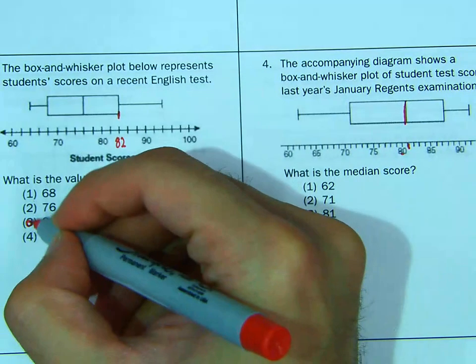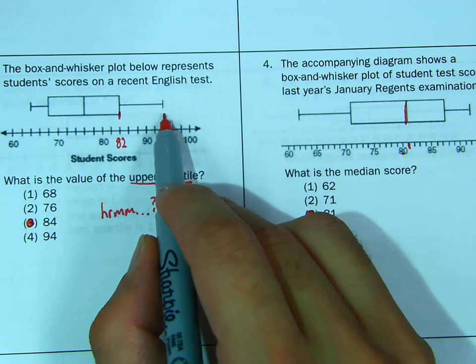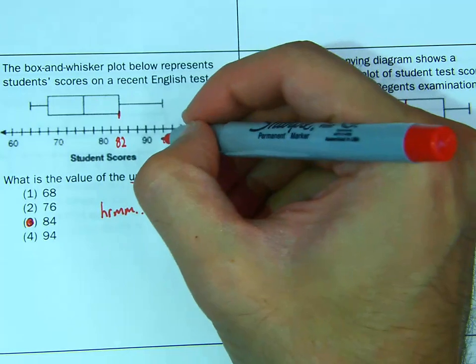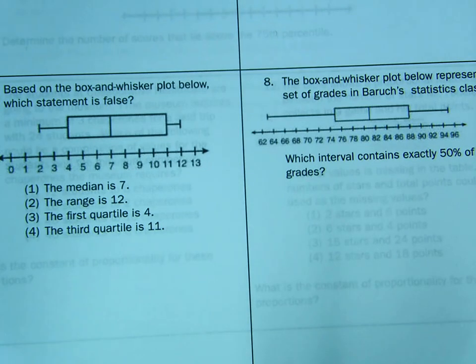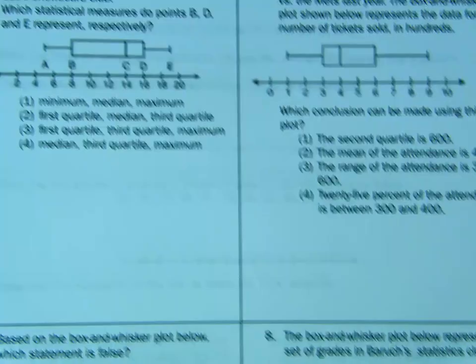Maybe it's this one? Because it's in between 82 and 92? I'll come back to that. All right, let's take a look at the next part.